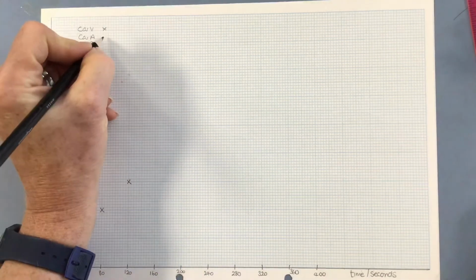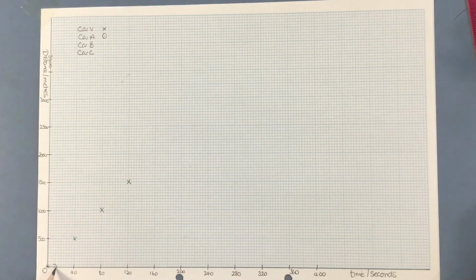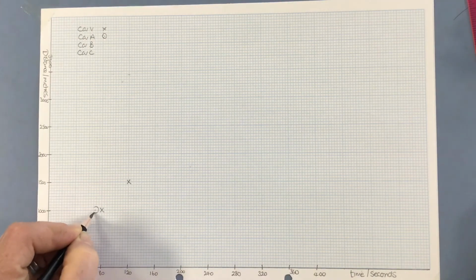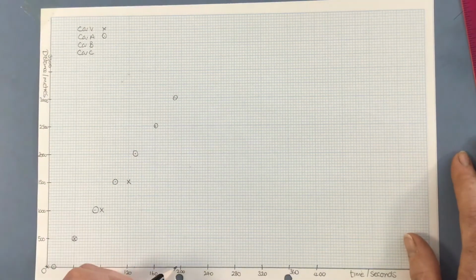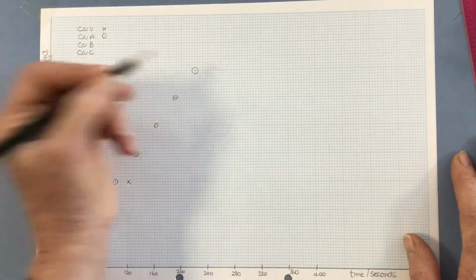Car A, I'm going to do a dot with a circle. So it's this point here. That's its starting point. And then at camera 2, which is the 500 meter mark, car A is at 40 seconds.